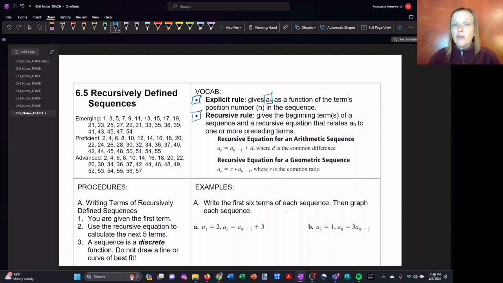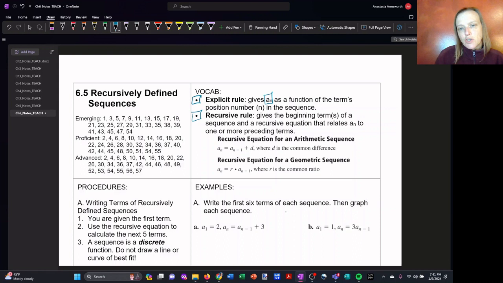It can be really annoying in others, because if I want to know the 100th term, but I need to know the 99th term to get the 100th term, I need to know the 98th term to get the 99th term. And I have to work all the way back from the start. I actually have to do the process 100 times to get up to the 100th term. So explicit rules have been really handy, but we need to learn recursive rules as well.